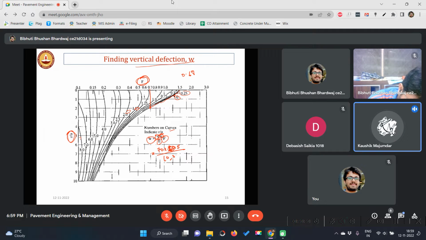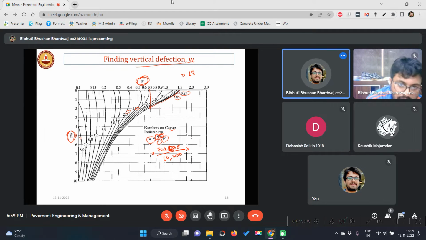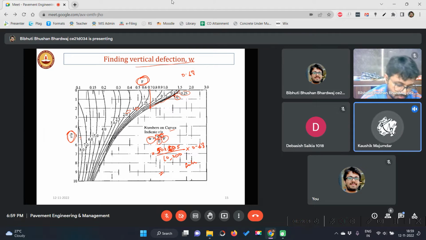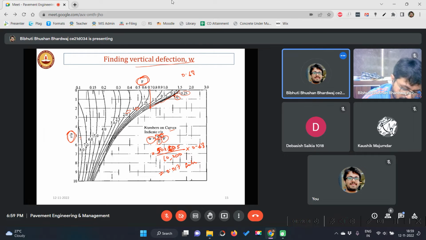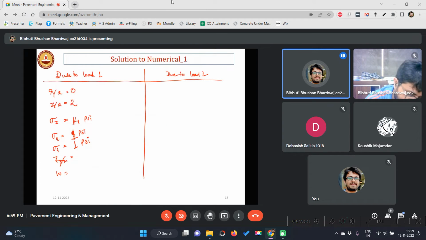So value of Q was 50, sir. 50 or 70? Okay, 50. Then F you have got 0.68. How much you are getting? 0.017 inch. Now due to load 2, what will be R by A?